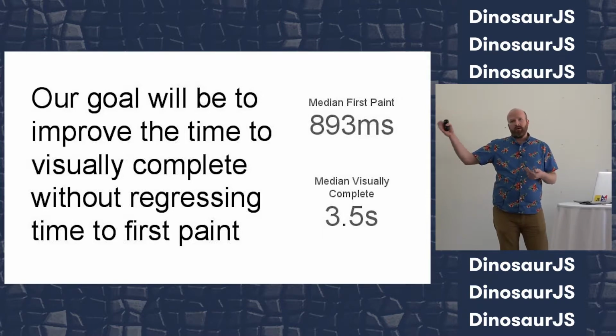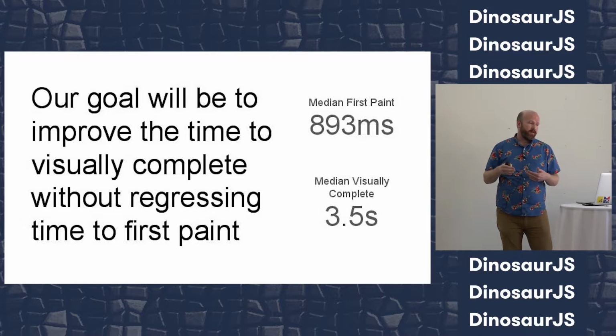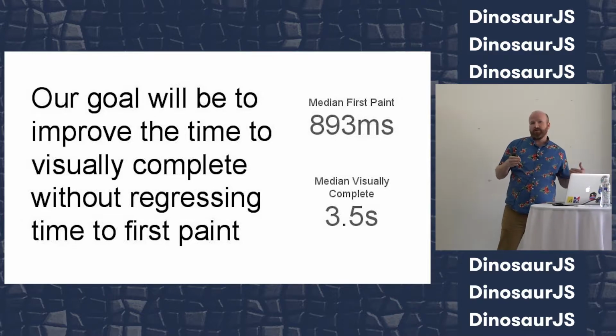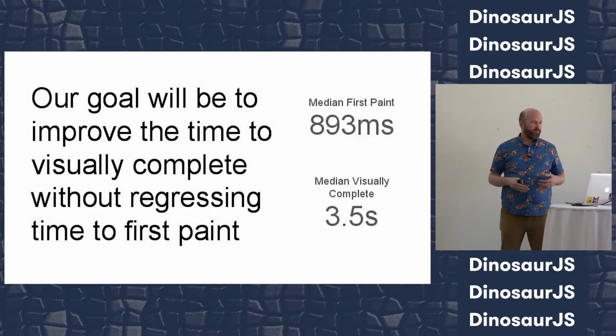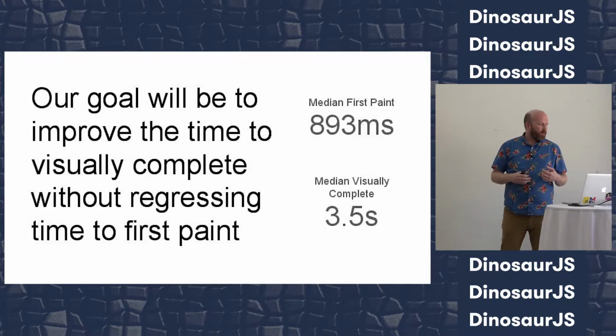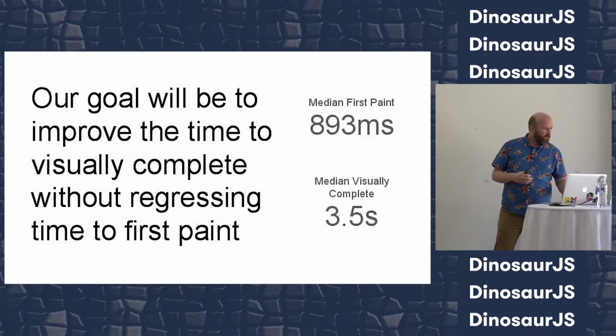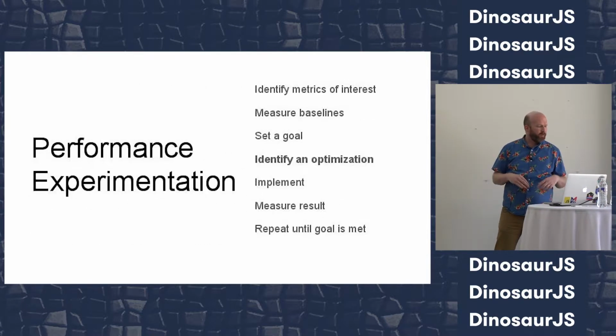So it doesn't do any good if we paint at 4 seconds instead of 5 seconds, but we don't start painting anything until 4 seconds. So you really want to do both. And here's some numbers from the baselines.